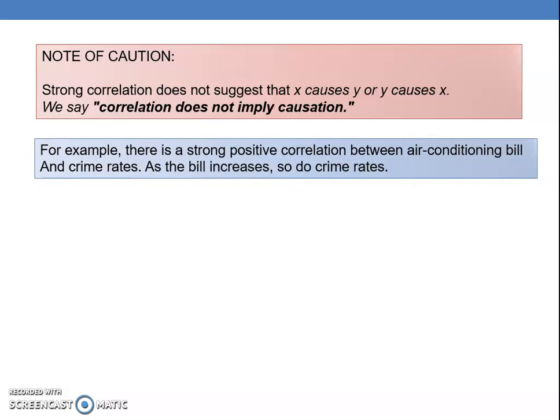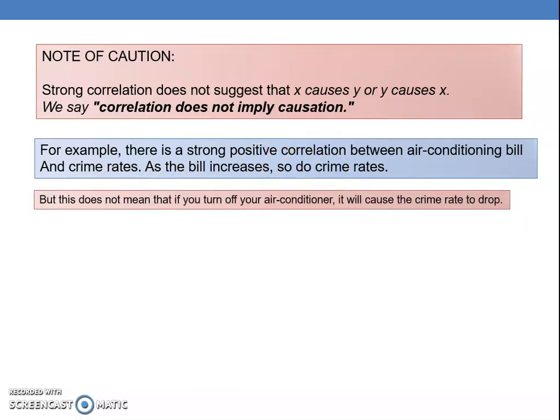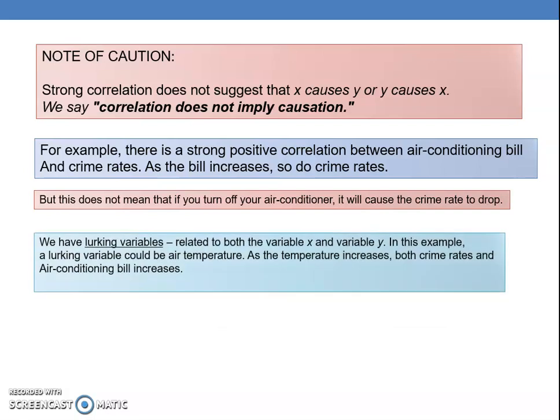What are we trying to say here? So for example, there is a strong positive correlation between, let's say, your air conditioning bill and crime rates, meaning as the bill increases, so do crime rates. Now, does this mean that if you turn off your air conditioner, it will cause the crime rate to drop, right? Does turning off your air conditioning cause the crime rate to drop? So obviously the answer here is no, right?